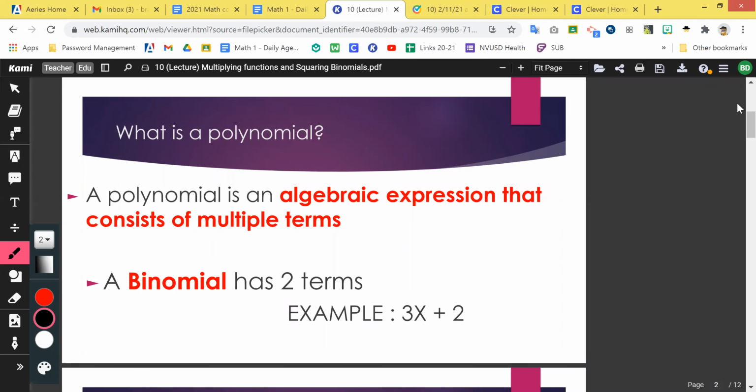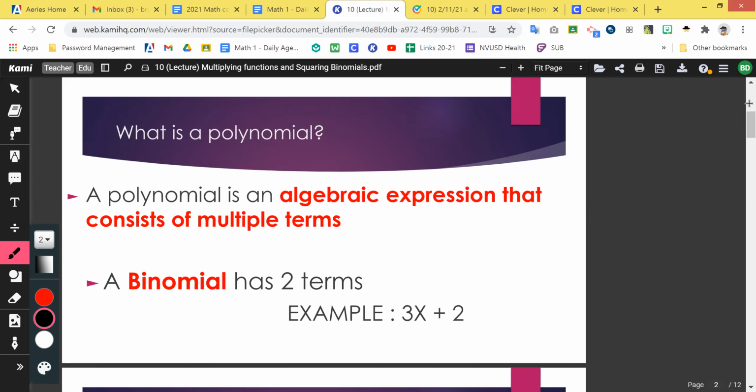Now, polynomial is a fancy kind of math word that just means algebraic expression with multiple terms. So in particular today, we're going to be talking about multiplying two binomials. A binomial is specifically two terms. If you look here at our example, we have 3x plus 2.